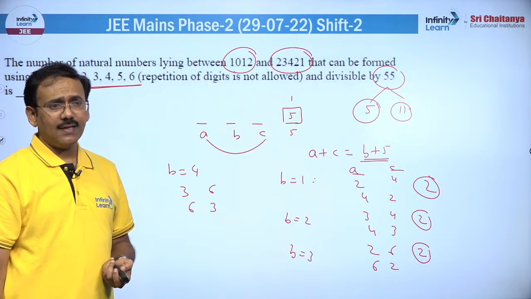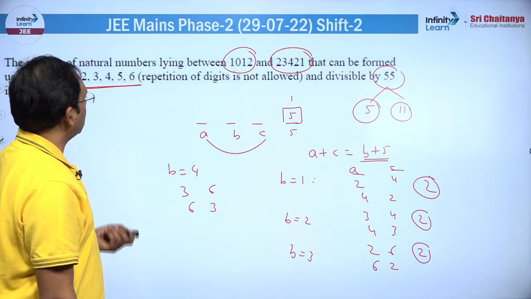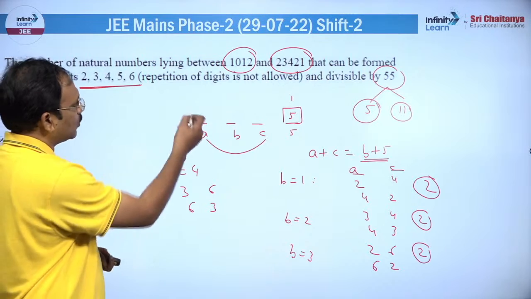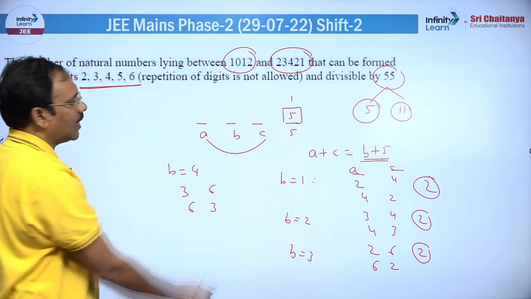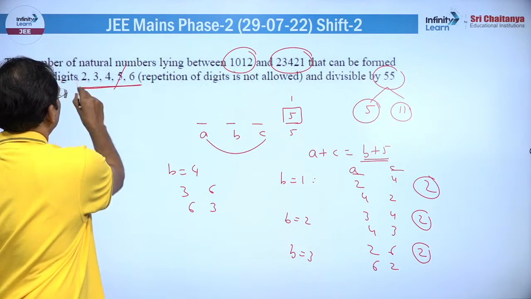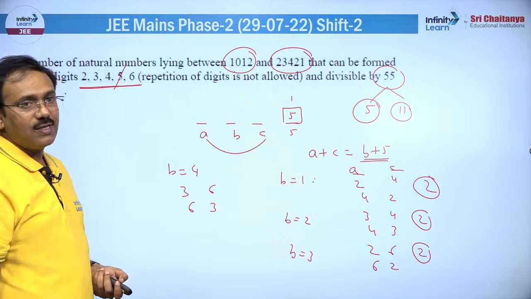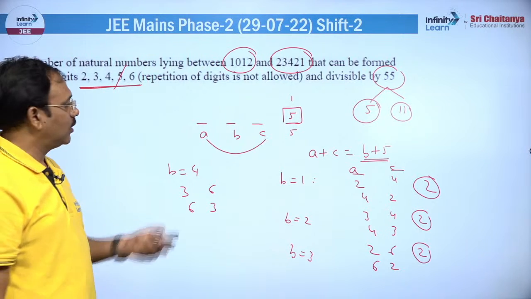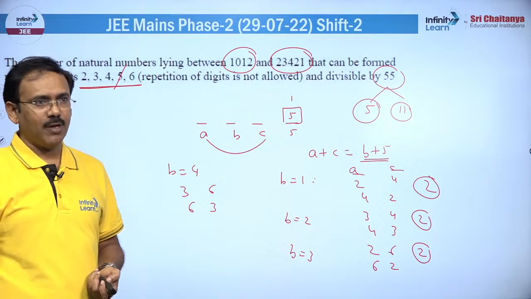And other than this, my dear friends, you can also check with 5 digit numbers. You can just see that if you fix the last one 5, you are to fill 2, 3, 4, 6, you have to fill such that it is divisible by 5. You can see that no further cases will be possible.